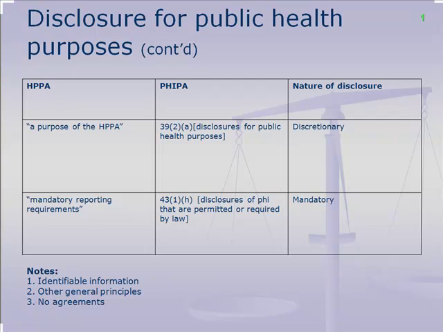So again, just setting this out in a slightly different format, hopefully to make it easier to understand. But the notes are important here: when a HIC is disclosing for public health purposes, they may disclose identifiable information without consent. They should think about the other general principles, limitation, de-identification, and legally, no agreements whatever are required here.